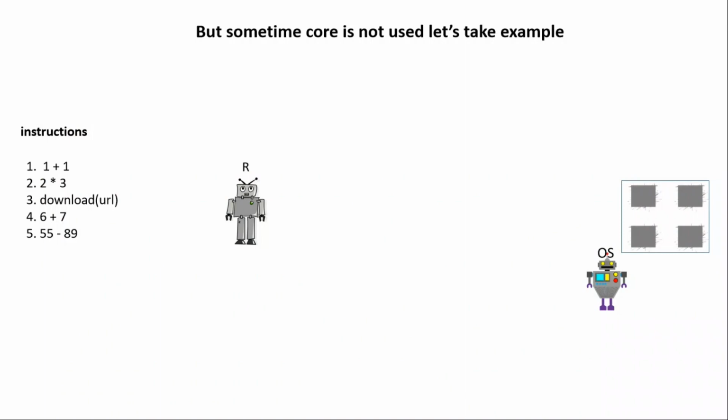Let's take an example. Here are five instructions, as you can see. Every interpreter or compiler executes the commands line by line. So it executes the first line here, 1 plus 1, then the second line, 2 multiply 3. Now let's look at the third instruction, download the URL from the server. In this case, as usual, R gets a resource and sends a request to the server.